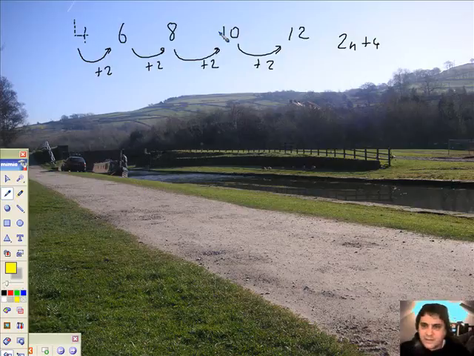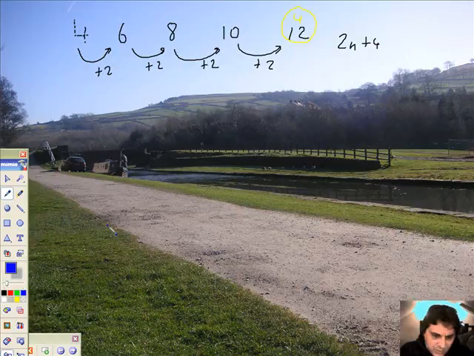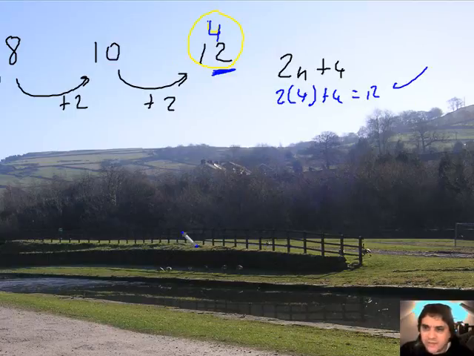Let's just test it out. Use a different flavour. Supposing I want to go 1, 2, 3, 4. I want to test the 4th term. I'm saying the 4th term is going to be 12. Well, what is 2 times 4? Let's go blue. 2 lots of 4. There you go, the 4th term. 2 lots of 4 is 8. Plus 4 makes 12. Got it right. So the 4th term is in fact 12.